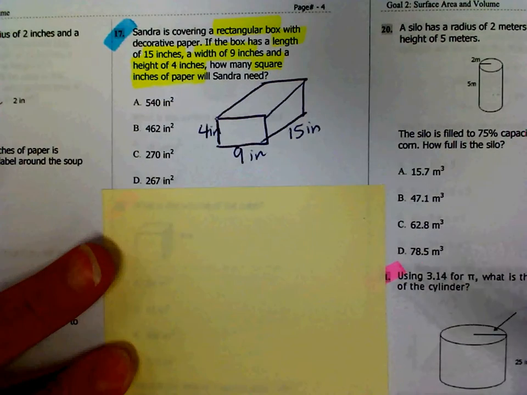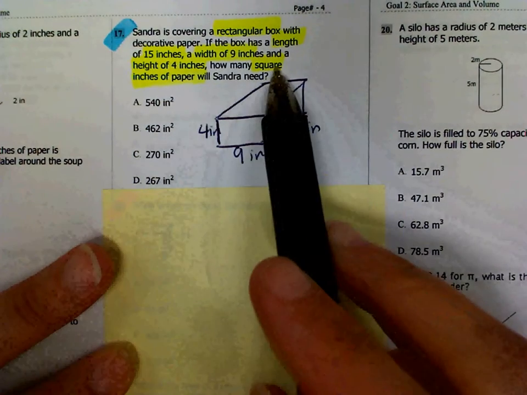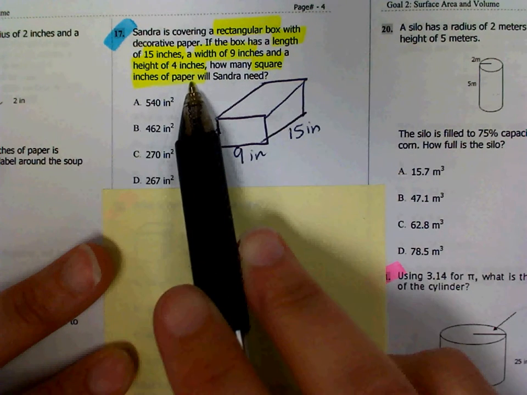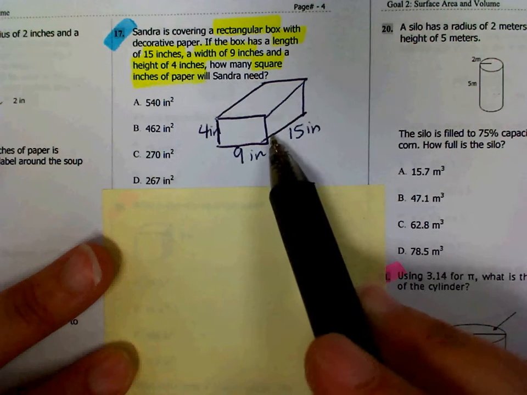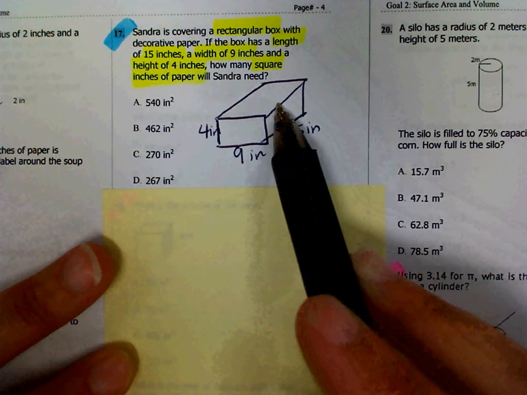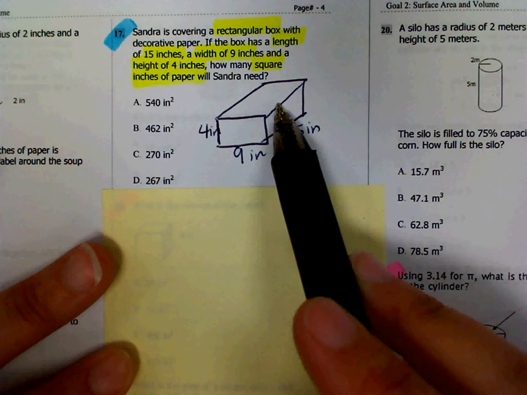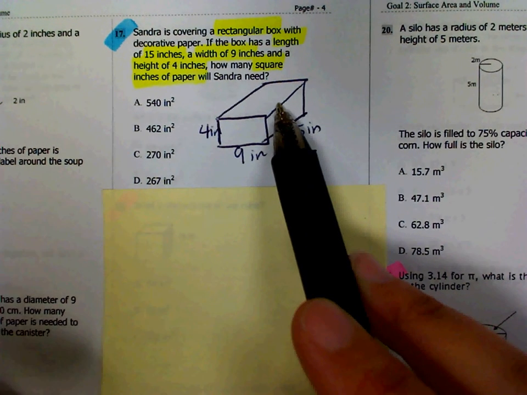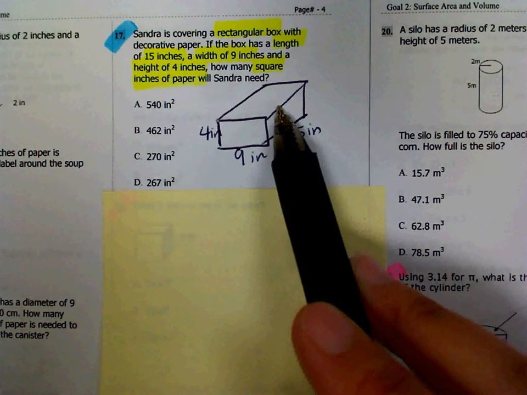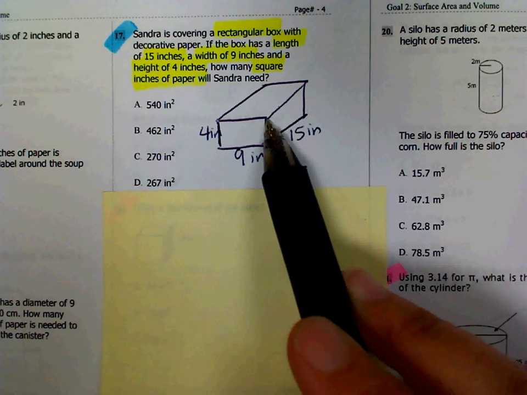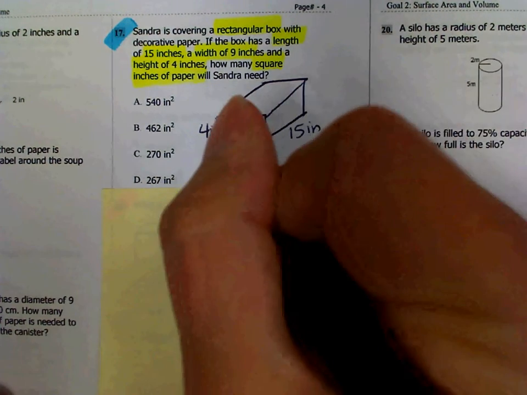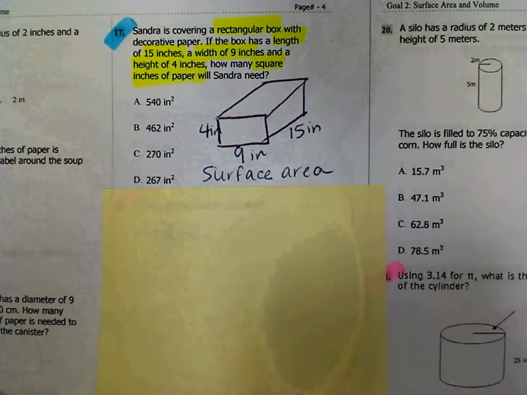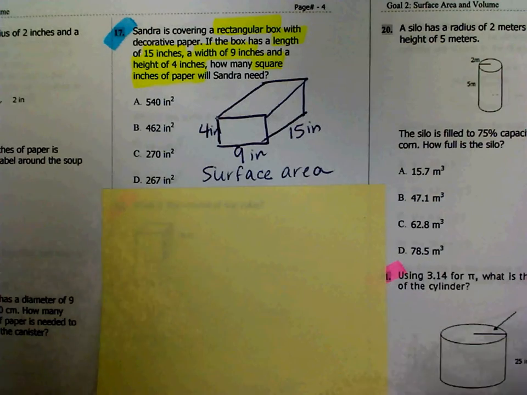The last thing you have to ask yourself is, what is it asking for? This problem is asking for how many square inches of paper Sandra will need. If you think about this problem, Sandra is covering this with wrapping paper. When you think about covering an object with wrapping paper, it's like the cereal box project when we covered our cereal boxes with grid paper. This problem is asking for surface area, so I know that I'm going to be solving for surface area. Later in this video, we'll practice solving for volume just so you see it.